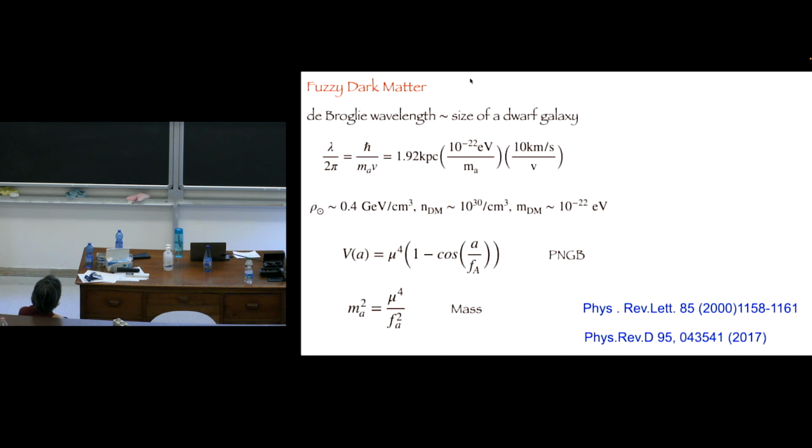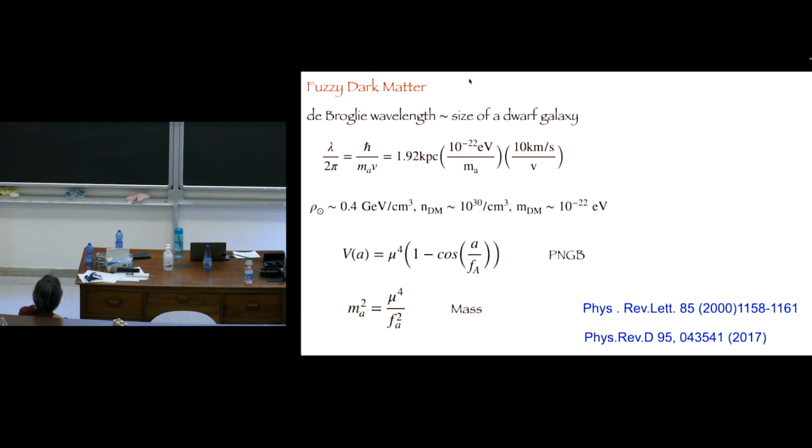If you have a classical dark matter field, you can typically write the potential like this, where you can see there are two scales, mu and Fa, which has some shift symmetry, okay? Basically, if you take the double derivative of the potential, you will get the mass. So you will get the two scales as mu and Fa.